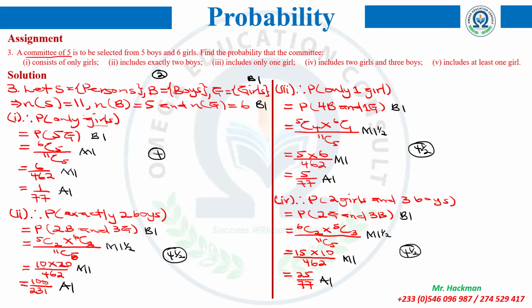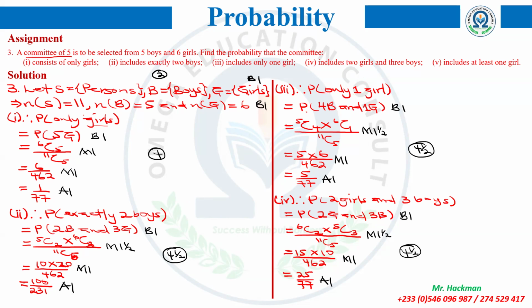So now what do you do? You use your calculator to do the whole of this, which will give us what we have here, 100 over 231. So we move on to III. What are we supposed to find? We are supposed to find the probability that the committee includes only 1 girl. So therefore P only 1 girl, or includes only 1 girl.